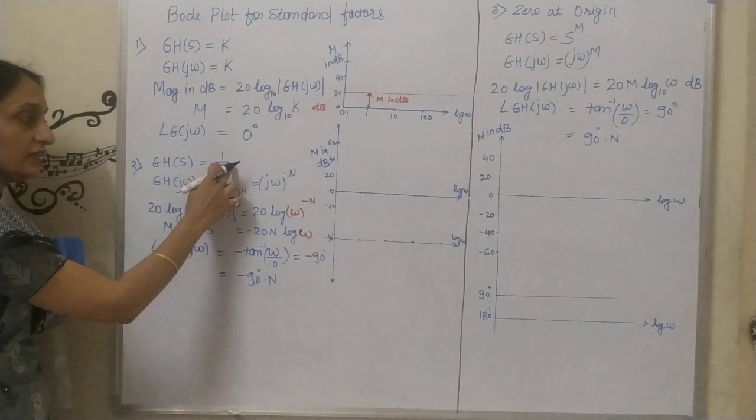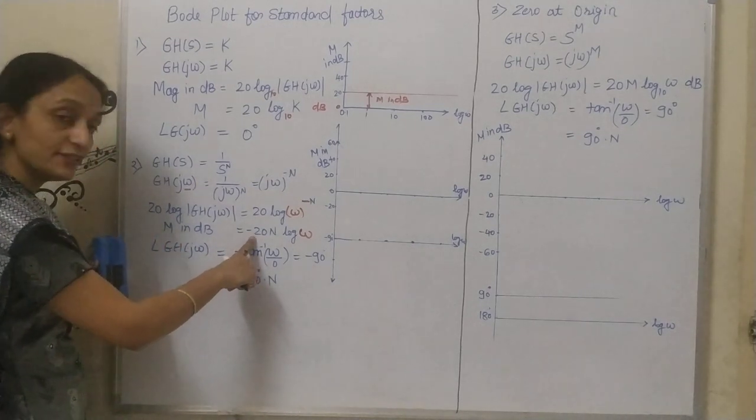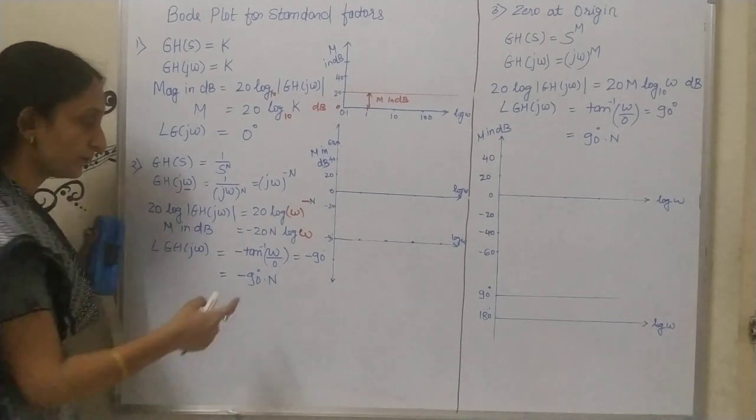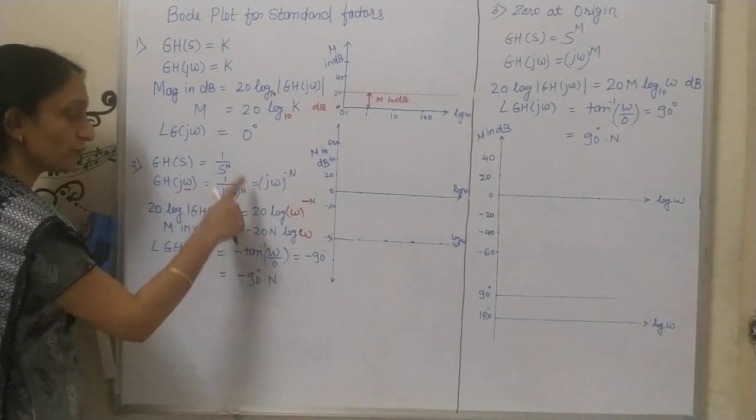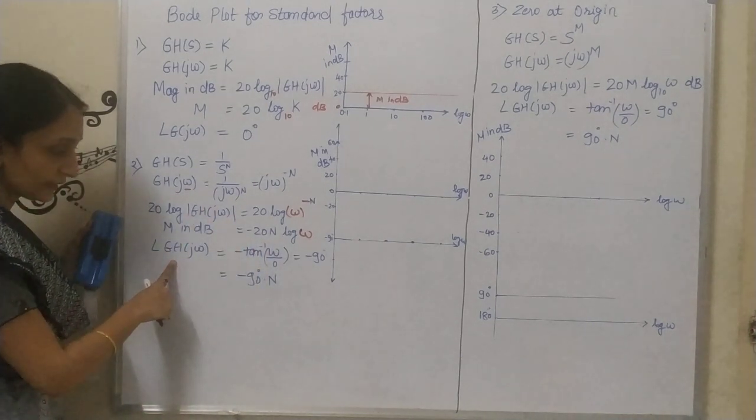Suppose here n is equal to 2, that is s square, so two poles are at origin. So my line slope will be minus 20 into 2, so minus 40. Suppose n is equal to 1, only one pole at origin, so this is minus 20. Then next you need to calculate the angle.